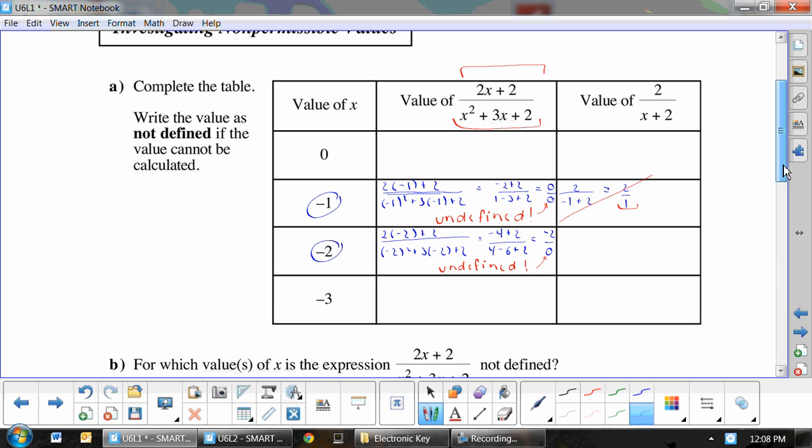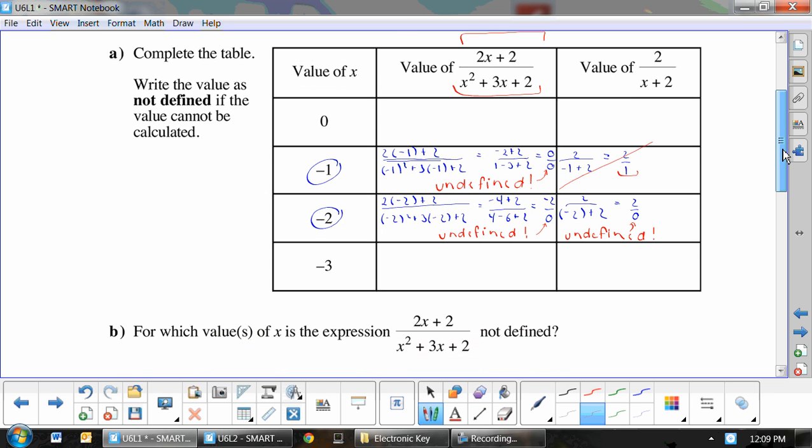So if we try it for this one, we can go, okay, -2 plus 2 over 2 is equal to 2 over 0. So for this one, we can see that it's also undefined. So -2 is a nice one for us, but we have to remember that -1 makes it undefined as well, even though in the simplified form, we don't get an undefined answer. Okay, so we'll talk about that a little bit more.